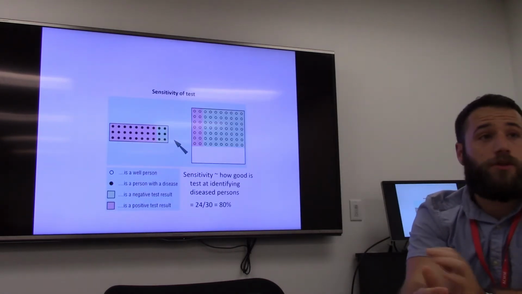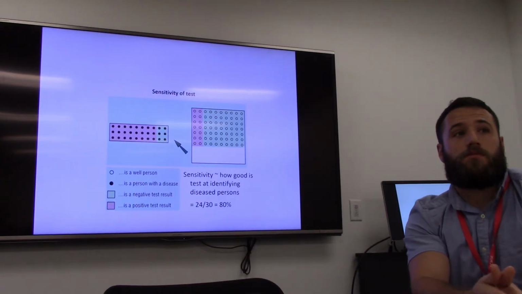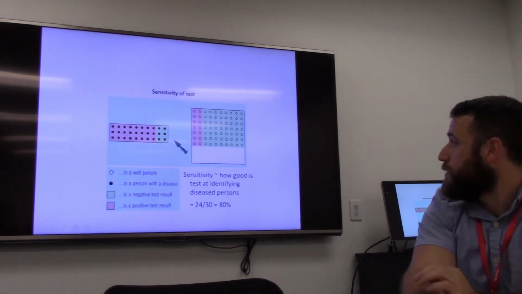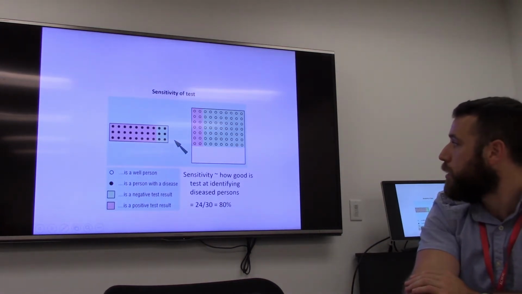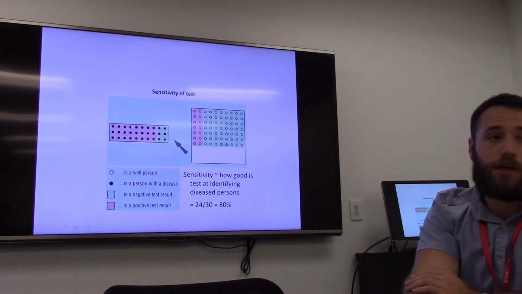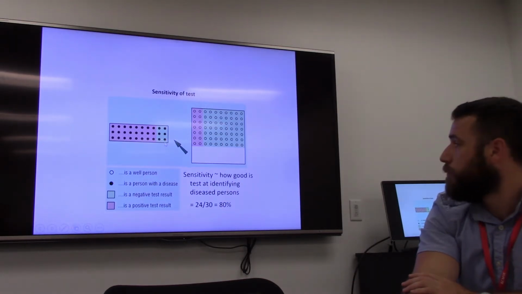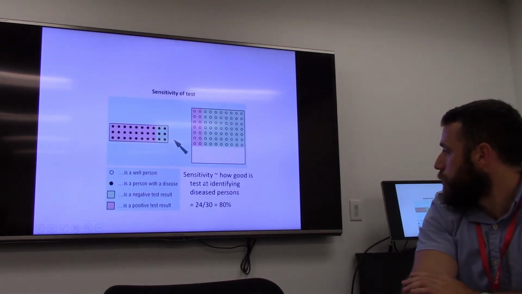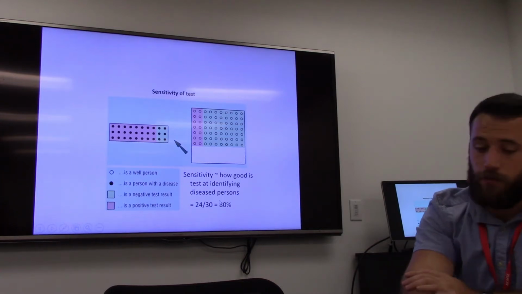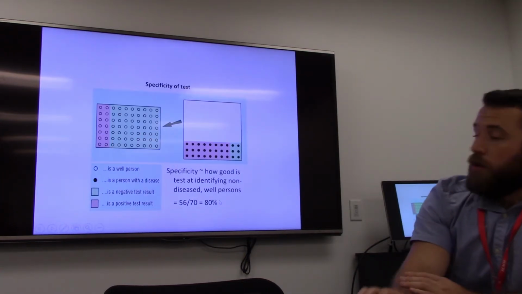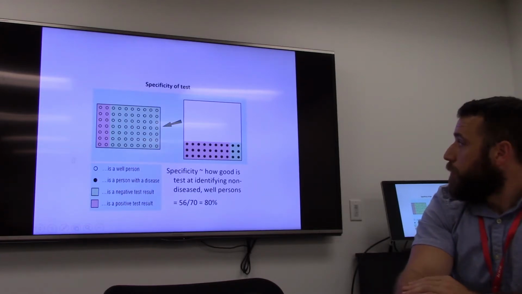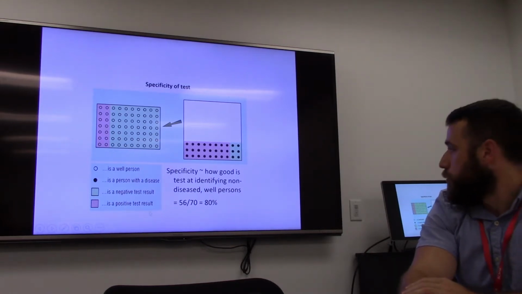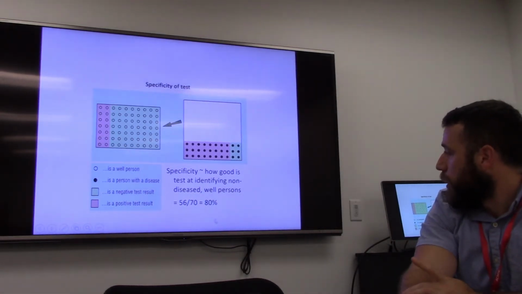To start, remember, you're breaking based on disease presence or absence. For sensitivity, you take all the individuals with the condition or the disease, and you ask how many of these actually tested positive based on the test you use. So it's this quadrant here. In this case, 24 out of 30, so that's 80%. For specificity, again breaking based on disease presence or absence, you take all the individuals without the disease and see how many tested negative. In this case, it's 56 out of 70, or again, 80%.